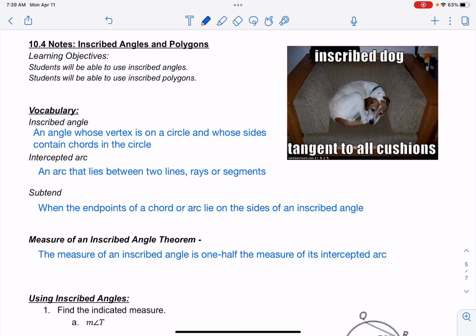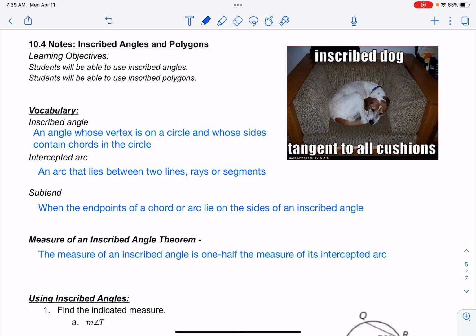An intercepted arc, so we've dealt with arcs in our last lesson. Well, an intercepted arc is an arc that lies between two lines, rays, or segments. A subtend is when the endpoints of a chord or arc lie on the sides of an inscribed angle.